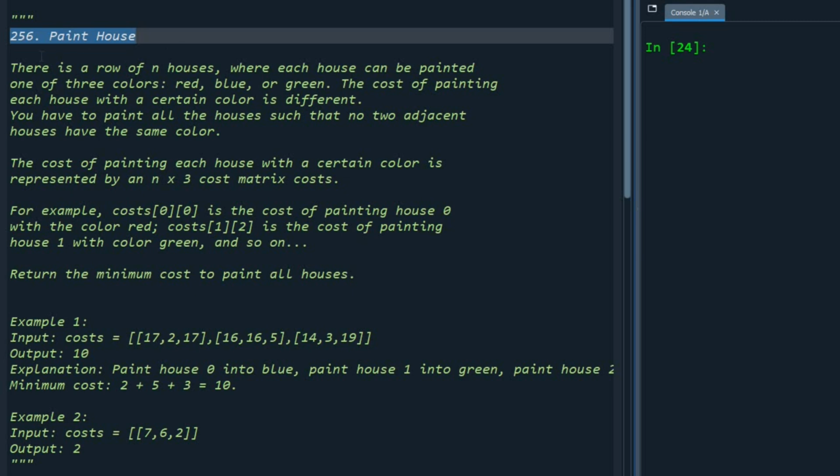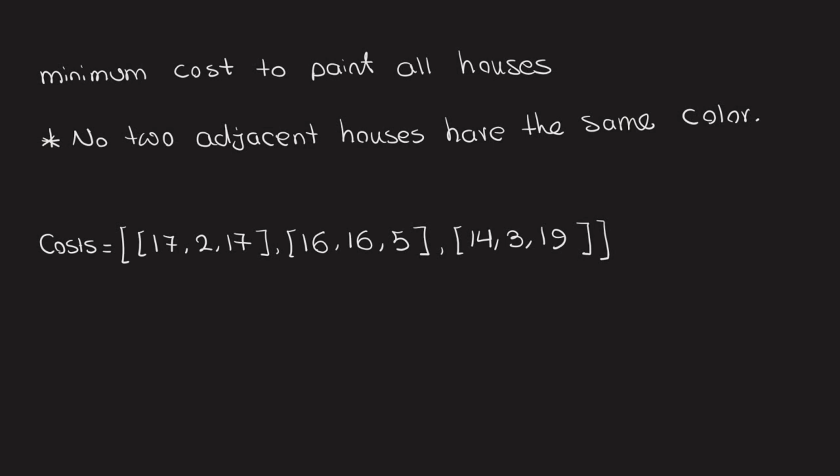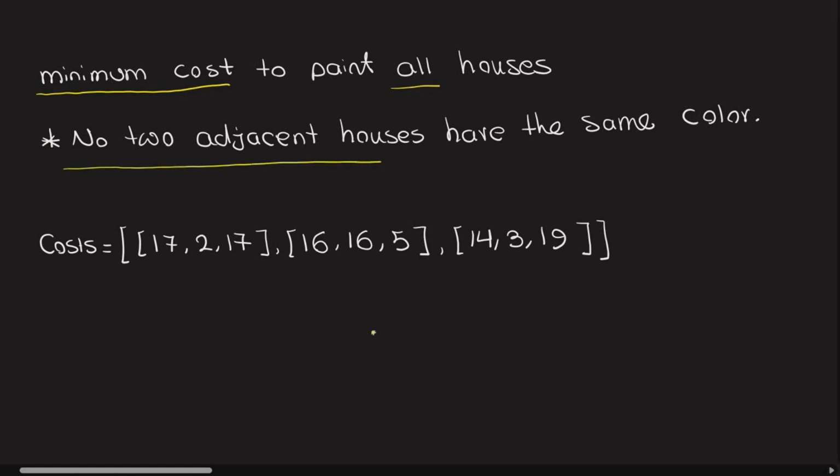Hello, in this video we are going to go over the solution of problem 256, Paint House. This problem is asking us to find the minimum cost to paint all houses, and the limitation is that no two adjacent houses could have the same color.